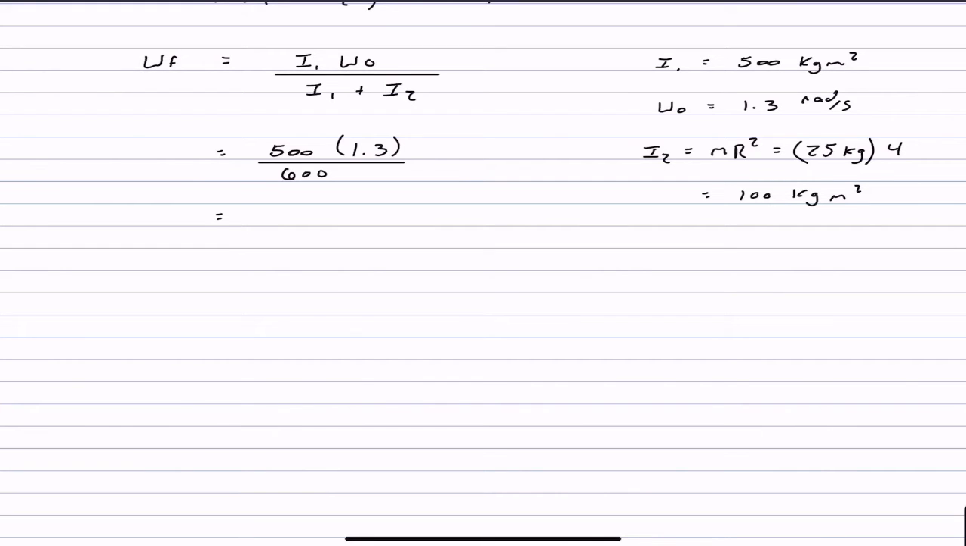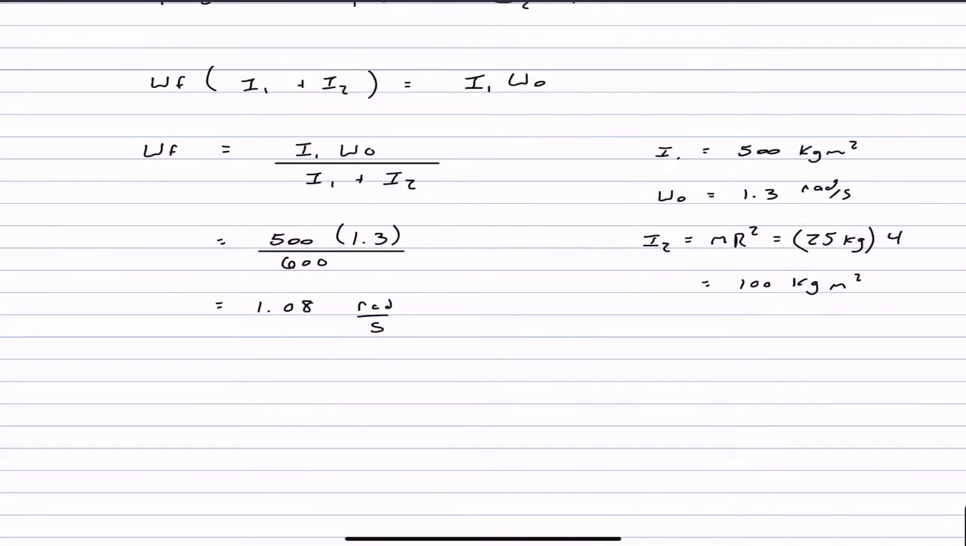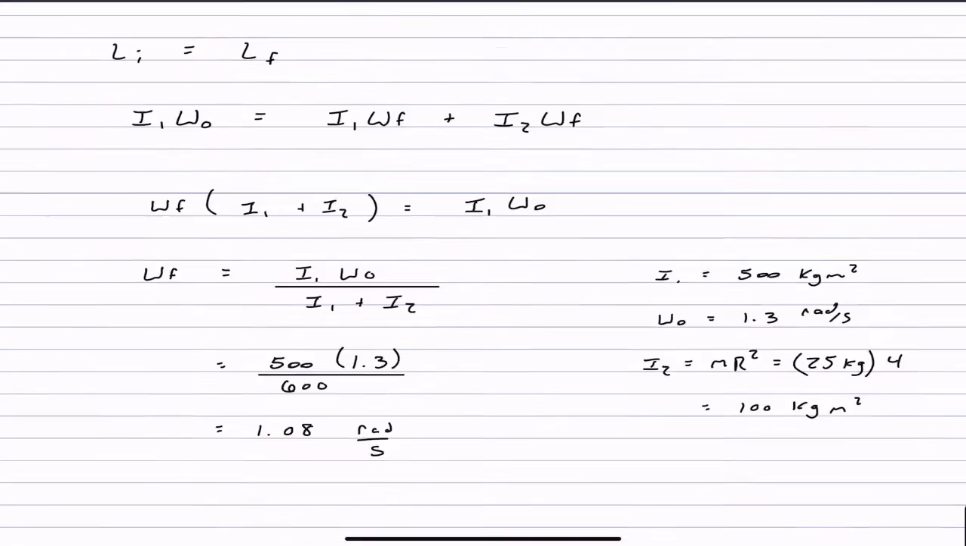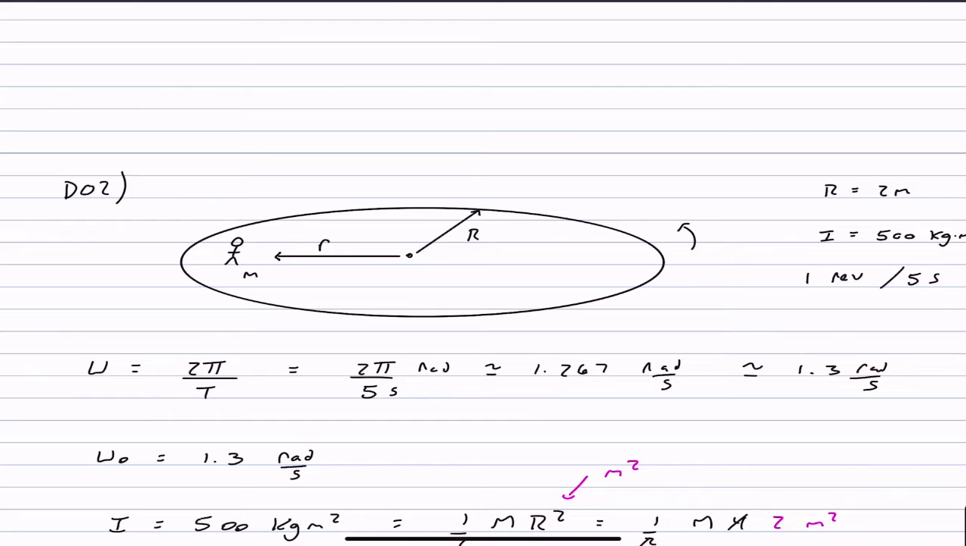This is a value of 1.08 radians per second. We were at 1.3 radians per second initially, right? When the child was here, this thing was spinning at 1.3 radians per second.